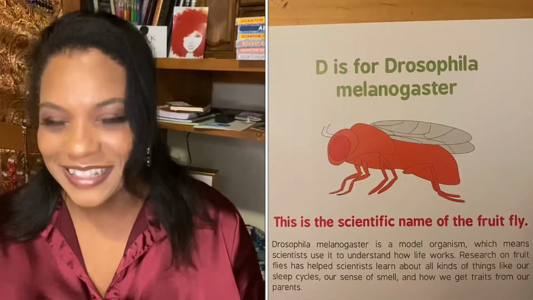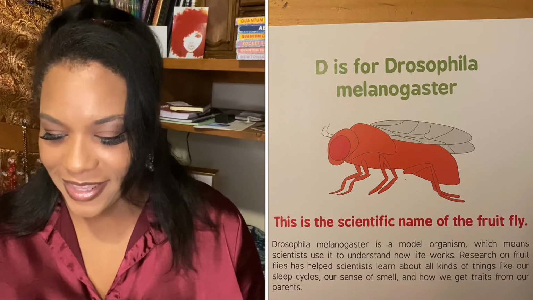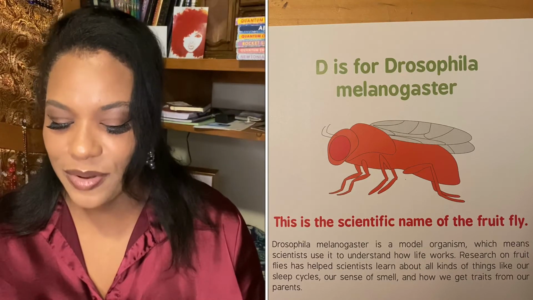D is for Drosophila. Oh my gosh, this word, I gotta break it down. Melanogaster. Drosophila melanogaster. Say that with me 3 times. Let's try it again. Drosophila melanogaster.